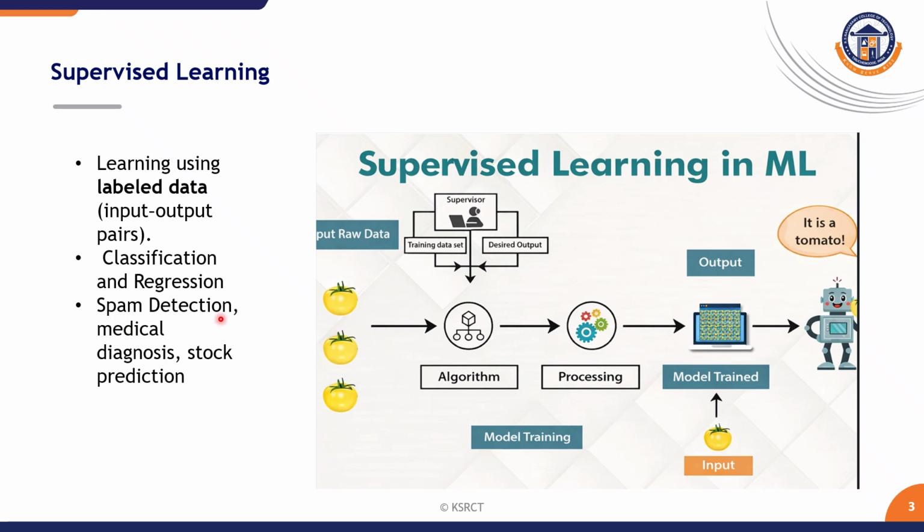Spam mail detection is about whether a mail is spam or not. Suppose the mail contains wordings like "hurry, you have won, you have been identified as the right person." If you have words like this, it will be identified as spam. Medical diagnosis is a normal or abnormal classification. Stock prediction comes under regression. So these are some of the supervised machine learning techniques.